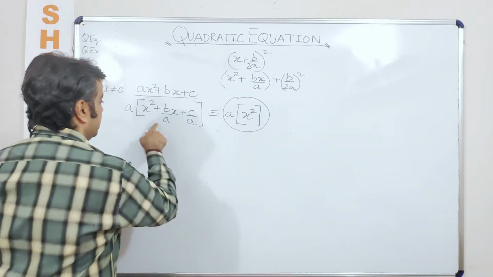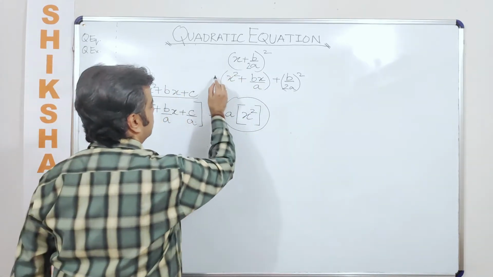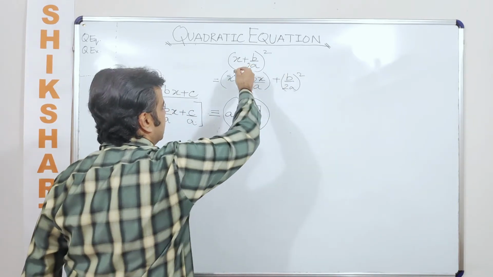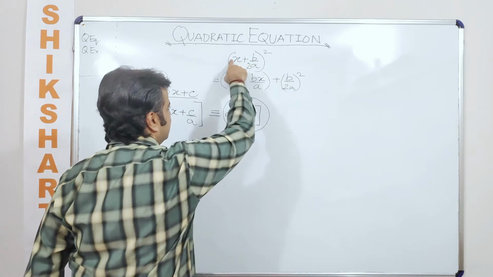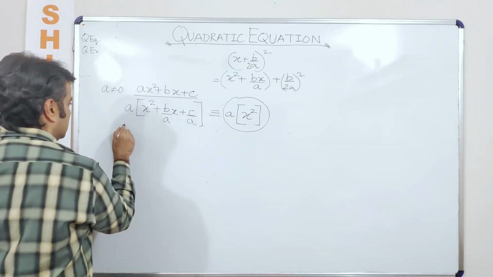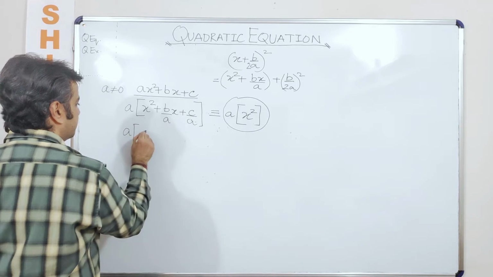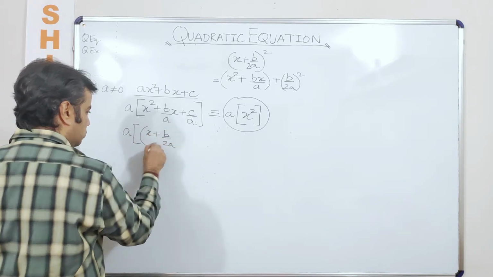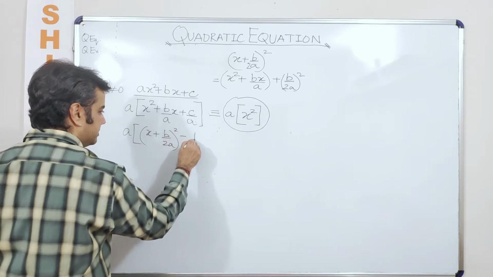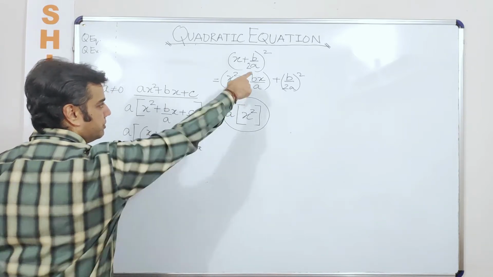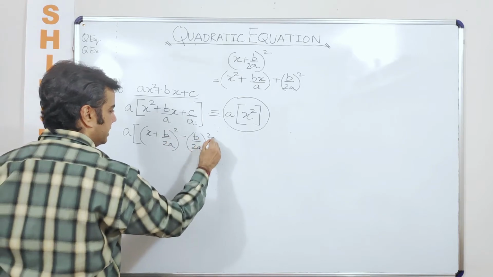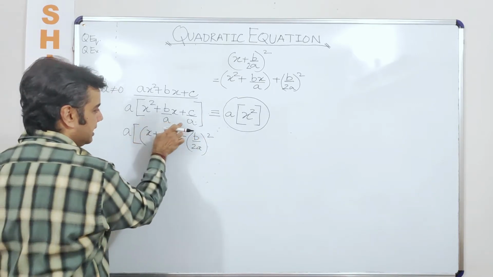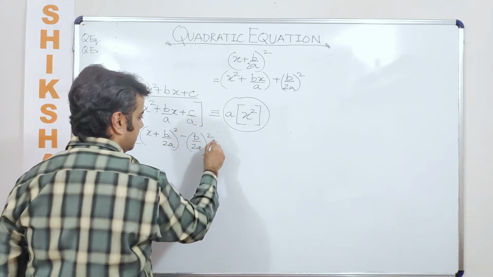Okay, so let's see how I can make this. What is the value of x square plus bx by a? X square plus bx by a is this minus this. So can I write this as x plus b by 2a whole square minus b by 2a whole square from here? And then, this gives me simply x square plus bx by a, and then I need to have this term as well, which is c by a.